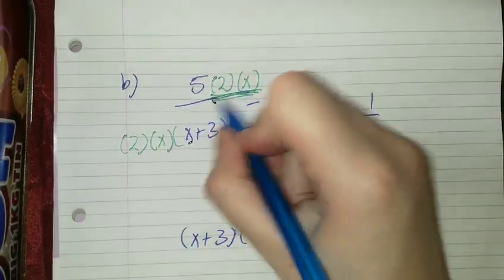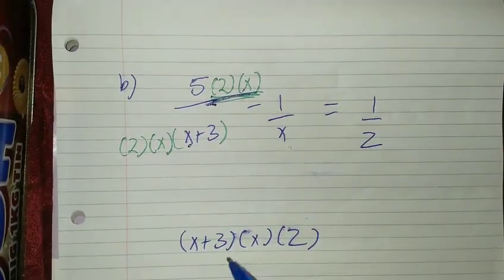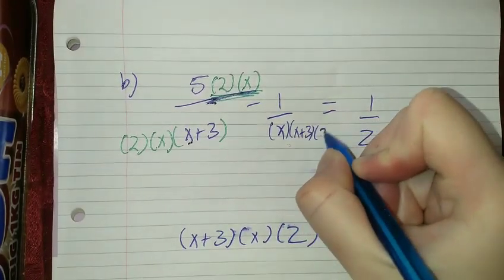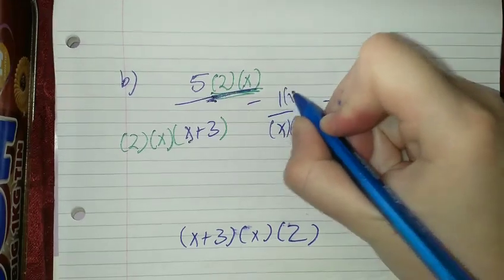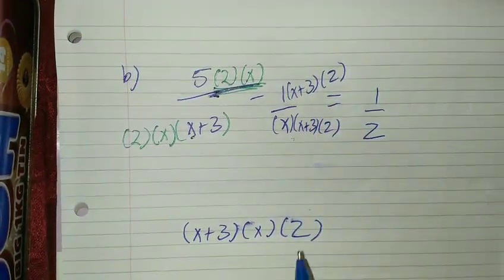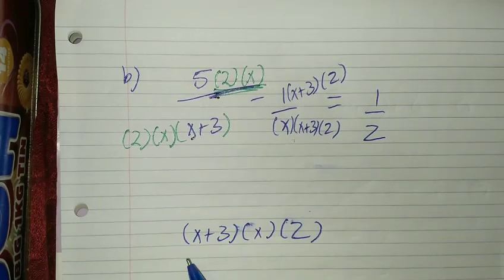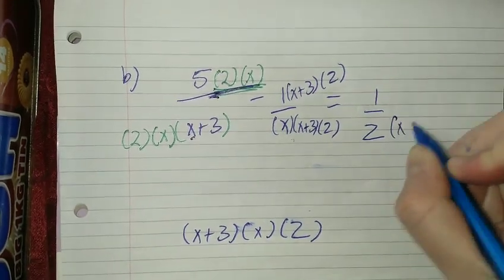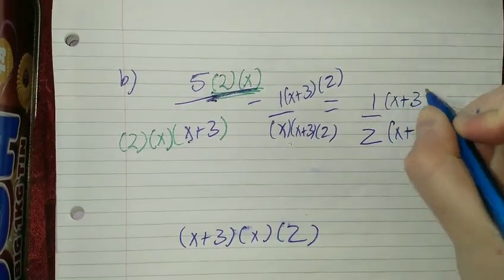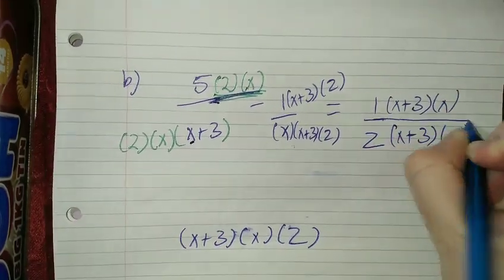For my x here, I already had an x, so I'm going to have to multiply it by an x plus 3 and a 2. So I have to multiply the top by x plus 3 and a 2. My 2, I already had the 2, and then I have to multiply it by an x plus 3 and an x. So the top has to be multiplied by x plus 3 and x.